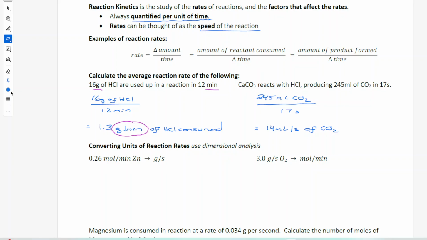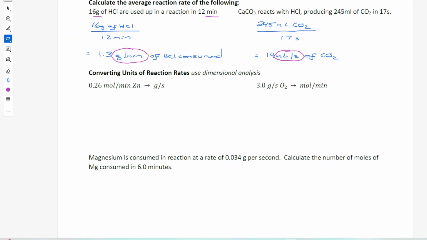But the big thing is that the units for rate changed. We're no longer grams per minute. Now we're milliliters per second. The next thing we're going to cover is how to convert your units of reaction rates using dimensional analysis. So for example, if I gave you that the rate of zinc consumed or produced is 0.26 moles per minute, and we wanted this to be in grams per second, we have to convert these units, moles per minute, into grams per second.